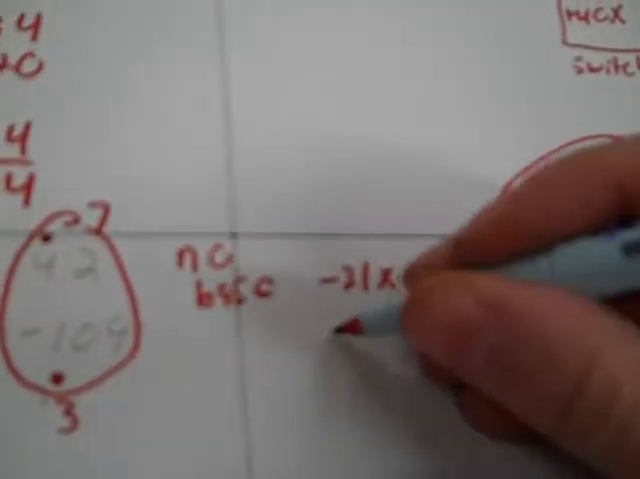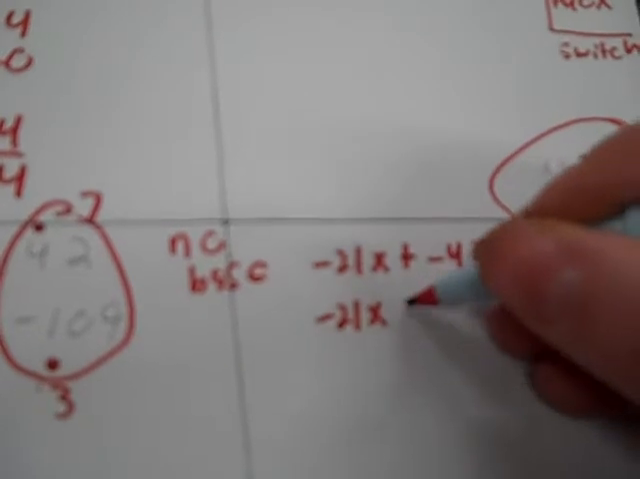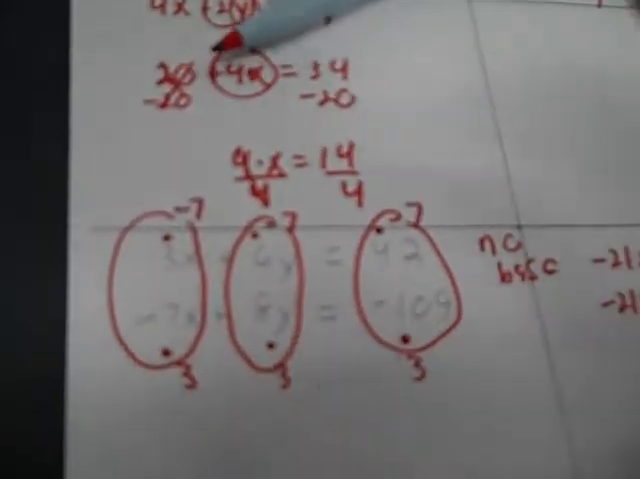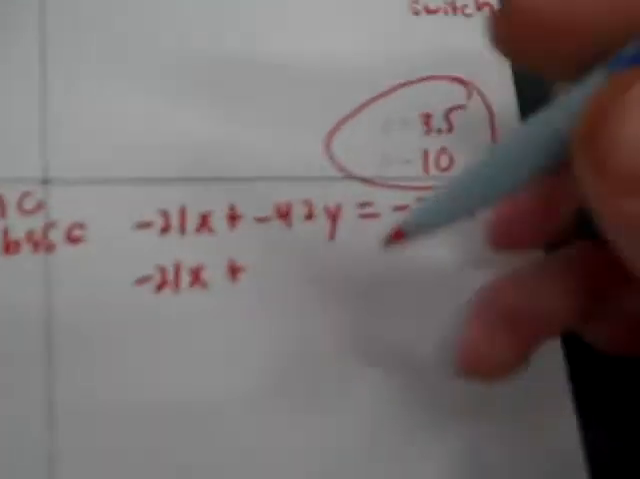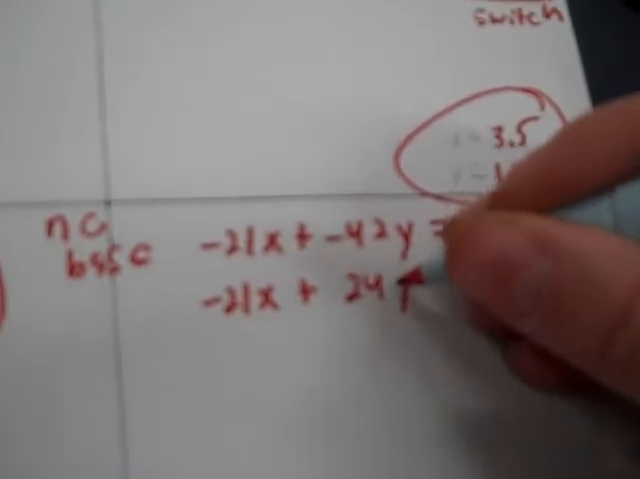Okay, now I also got a times on the bottom. I take negative 7 times 3, negative 21 with x. 8 times 3 is 24 with y. Then I take negative 109 times 3, and that's negative 327.